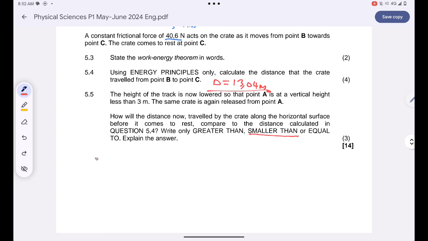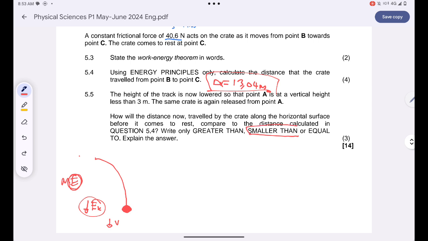Because, guys, from A to B, whenever I decrease the height, that means I'm decreasing the mechanical energy. With a decrease in mechanical energy, the crate will reach position B with a lower kinetic energy. Obviously, if it reaches position B with a lower kinetic energy, the speed at position B is also small. So with a lower velocity, the crate cannot cover this amount of distance, but it will cover a distance which is lower than 13.04 meters. Are you together?